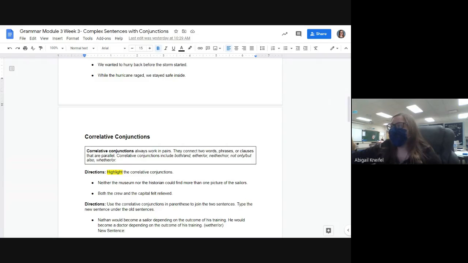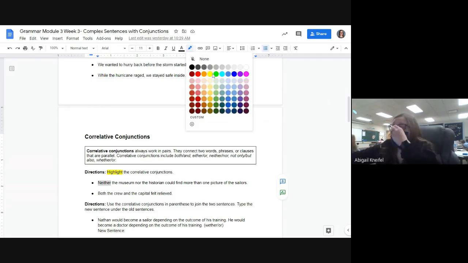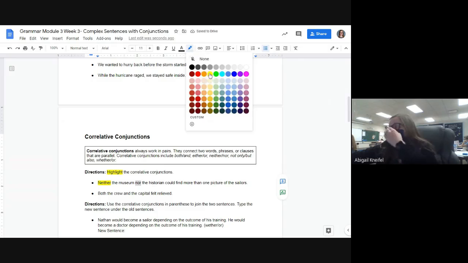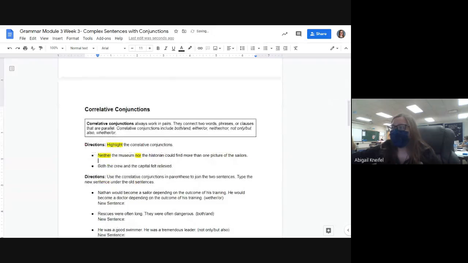Remember, always work in pairs. And then here's all the examples of the ones that work in pairs. So highlight the correlative conjunctions. Neither the museum nor the historian could find more than one picture of the sailors. Okay, so I have to go up here and see, neither nor. So I'm going to highlight the word neither, and I'm going to highlight the word nor. That's all you have to do, and guess what? You got 1 more of those.